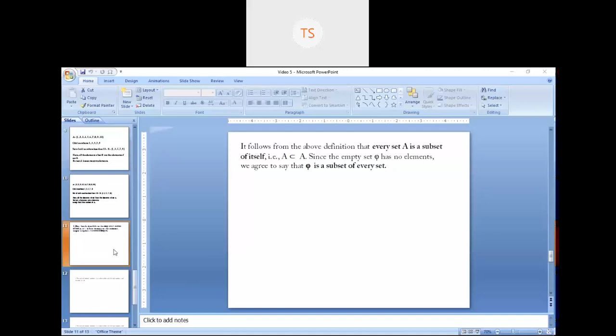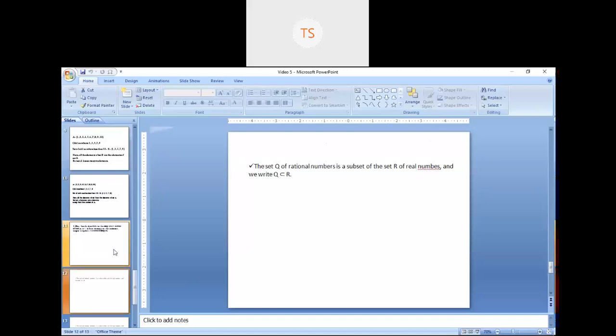Now next is the set Q of rational numbers is a subset of the set capital R of real numbers. And we will write that capital Q is a subset of capital R. So here it is given that Q, the rational numbers, is a subset of real numbers. And the rational numbers will be represented by capital Q. So that's why capital Q is a subset of capital R.